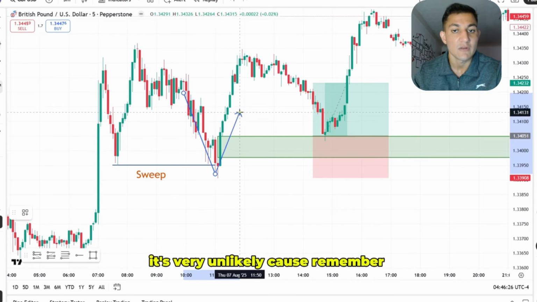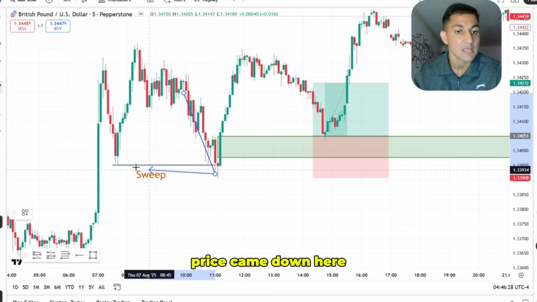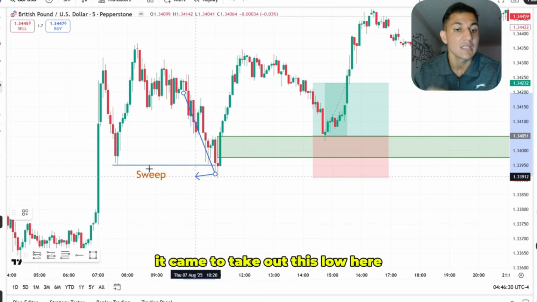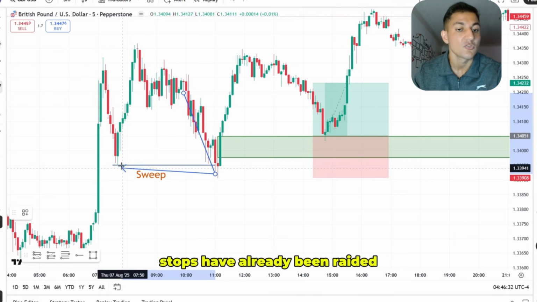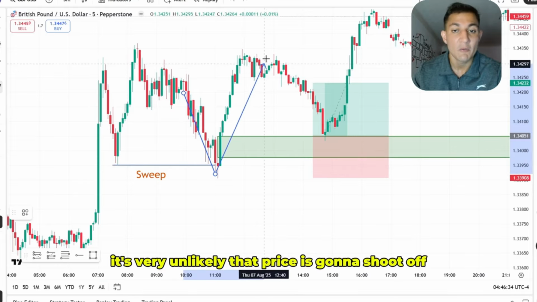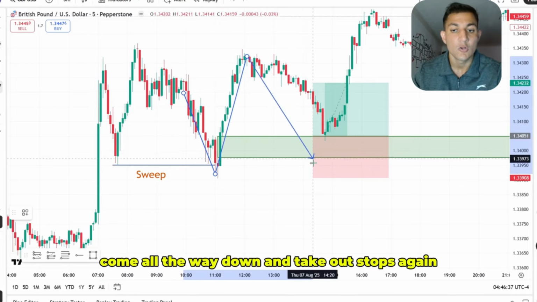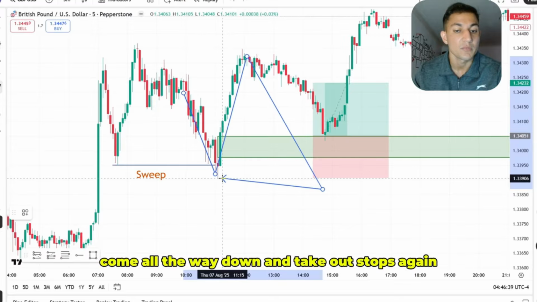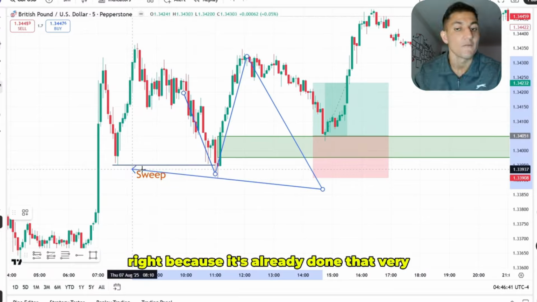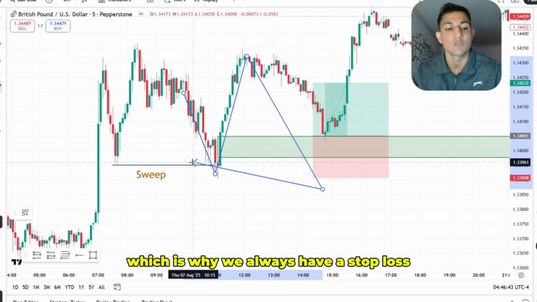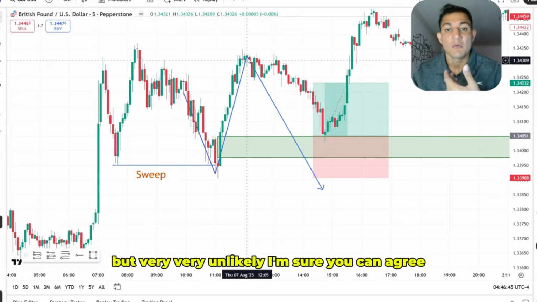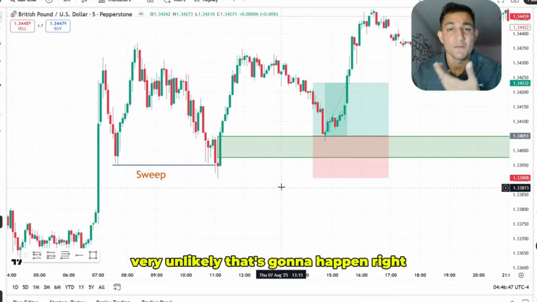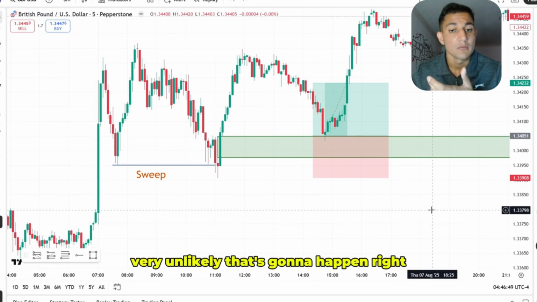a safe place, right? It's very unlikely because remember, price came down here, but it didn't just come down here randomly. It came to take out this low here. Stops have already been raided. It's very unlikely that price is going to shoot off, come all the way down and take out stops again, right? Because it's already done that. Very, very unlikely. There is a chance, which is why we always have a stop loss. I'm sure you can agree. Very unlikely that's going to happen, right?